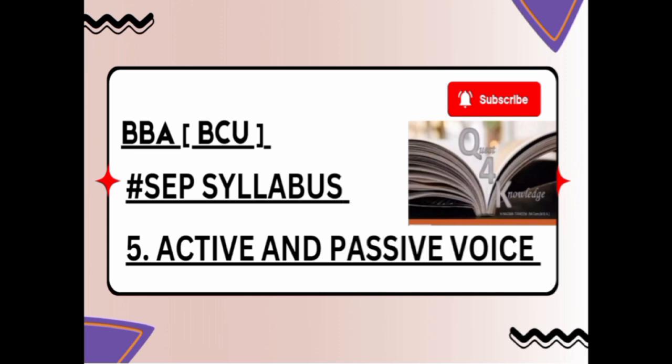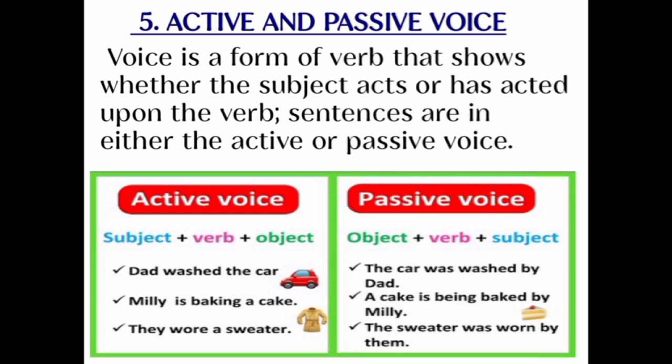Today we are going to learn active and passive voice from grammar part. Voice. Voice is a form of verb that shows whether the subject acts or it has been acted upon the verb. Verb is an action word. Sentences are in either the active or passive voice form. Here there is a small chart which is having example of active voice and passive voice.